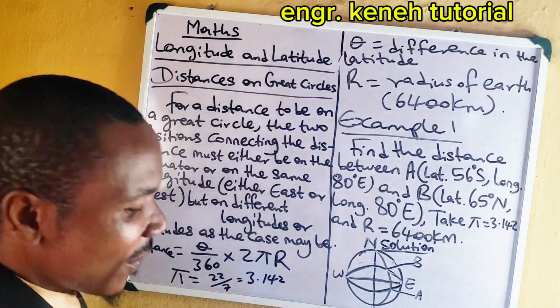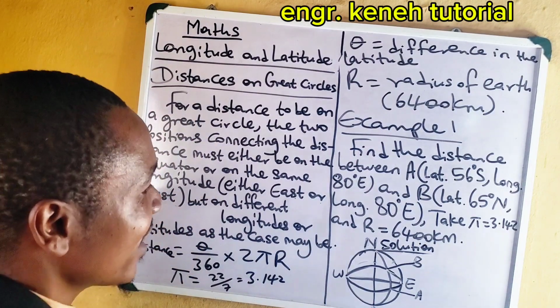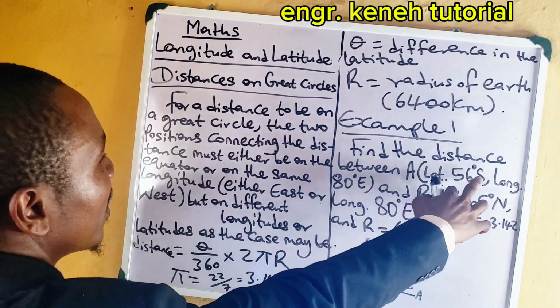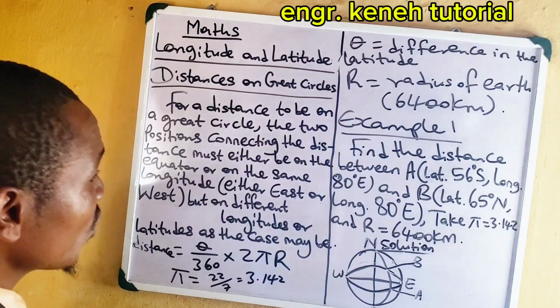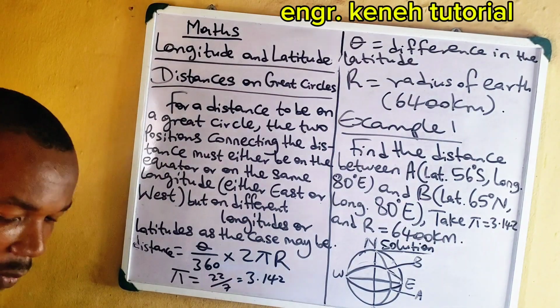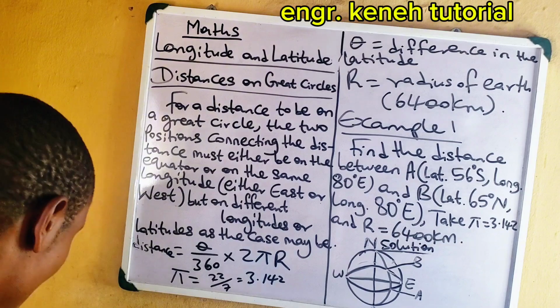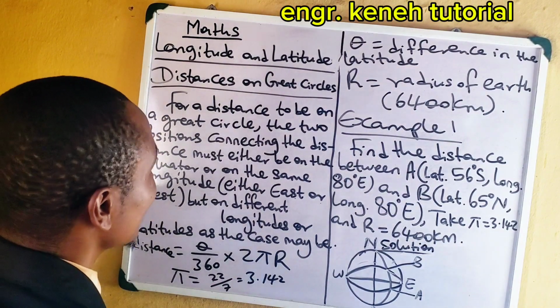So what they have that are different, they have a difference in what? Latitude. This one has north, while this one has what? South. Is it clear? And I told you that the formula we use to find this, we have the difference in latitude. So what do we do? First of all, we find the difference in latitude.